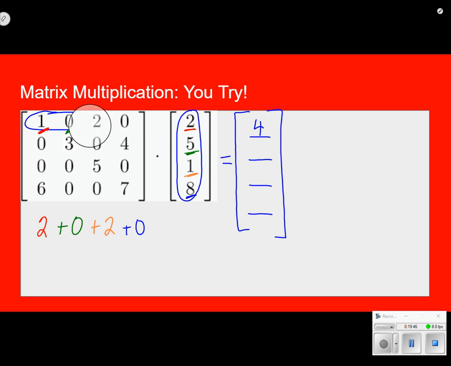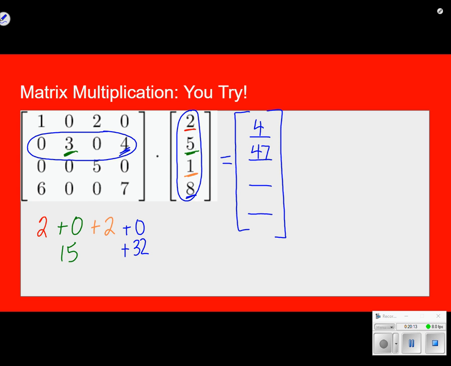Now, we did row 1, now it's time for row 2. So anytime I'm working with a 0, I can pretty much just skip it. So 0 times 2, skip it. That means 3 times 5. 3 times 5 is 15. The next 0 we can skip. And then 4 times 8 is 32. 15 and 32 is 47.